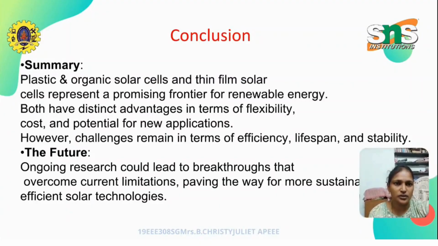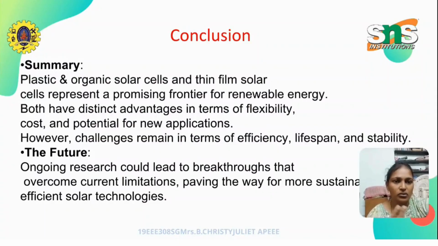So in conclusion, we have seen plastic and organic solar cells and thin film solar cells that represent a promising frontier of renewable energy. Both have distinct advantages in terms of flexibility, cost, potential, power output, and scalability, but their challenges remain a bit contradictory, because one has a good lifespan, the other one has not. One is highly efficient, the other is not. So based on the application, we can choose the different types of solar cells.